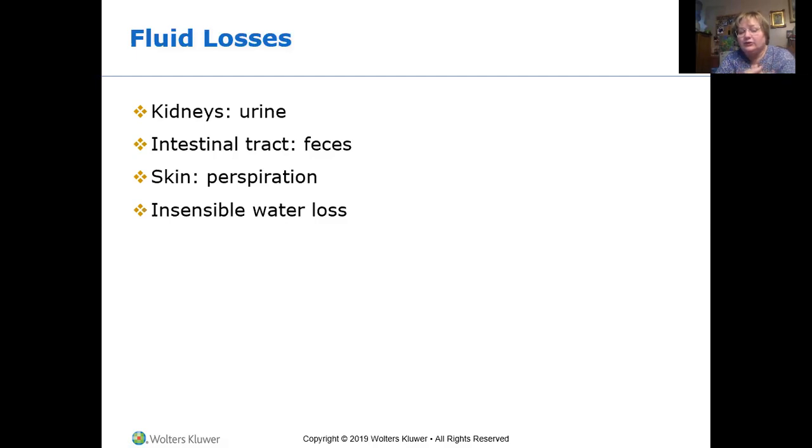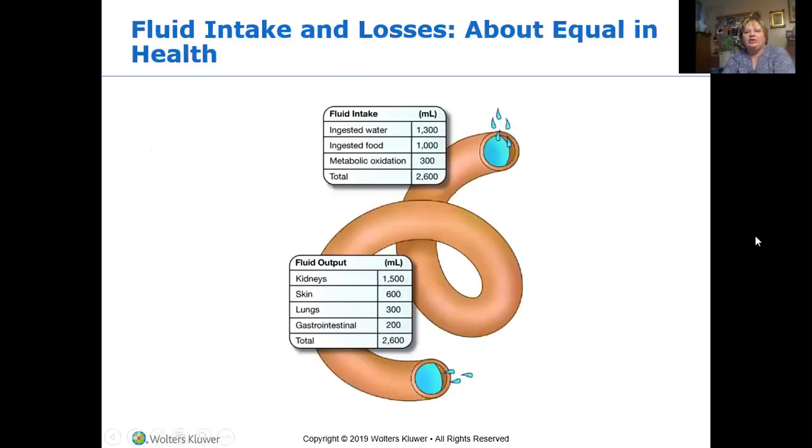Intestinal tract, we do lose some fluid, although it's kind of difficult to measure unless it's very liquidy. We do lose some fluid through our feces. Okay, that is just showing you a typical day. If we ingest, say, 1,300 milliliters of water, and with our food we are also ingesting 1,000 mLs, and then we are making maybe even 300 mLs through metabolic oxidation, the chemical processes going on within the body, then our total intake would be around 2,600.